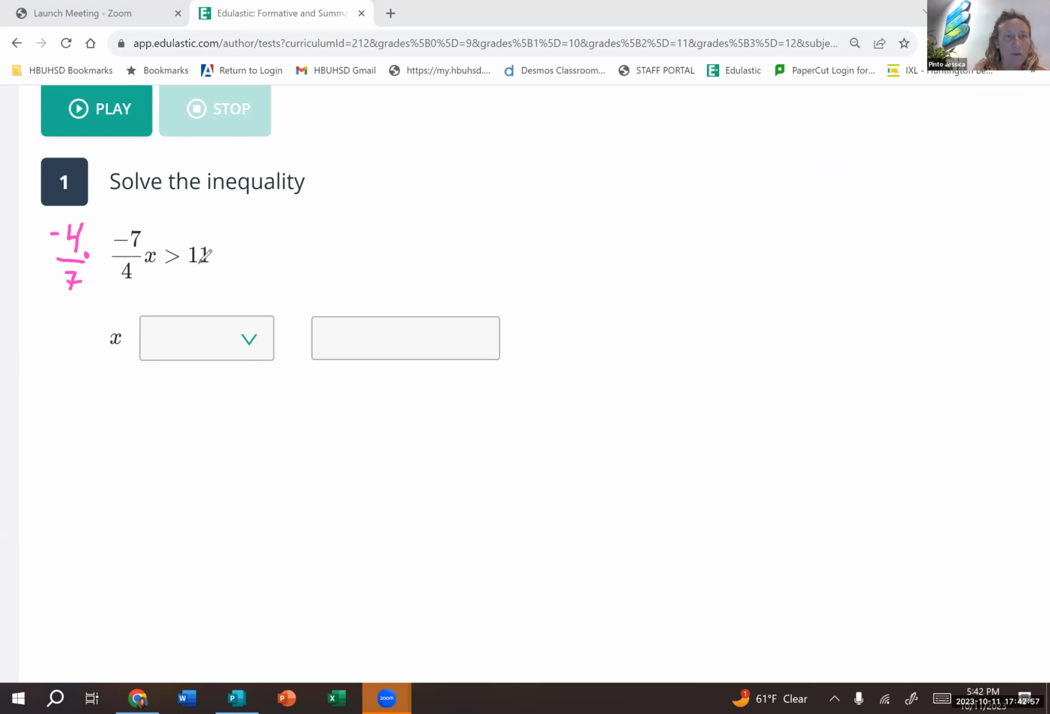It's going to be negative. Doing that on the other side, we change this to 11 over 1. Multiply by negative 4 over 7. That's going to cancel out, giving me, let's see, negative 44 over 7 on this side. And then when you multiply or divide an inequality by a negative, we change the direction of the sign. So there we go, looking good.